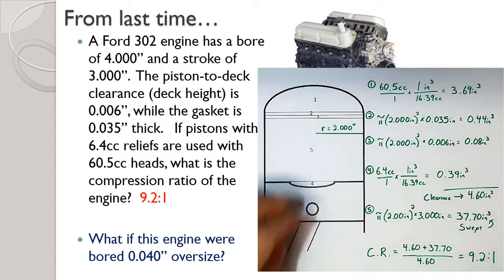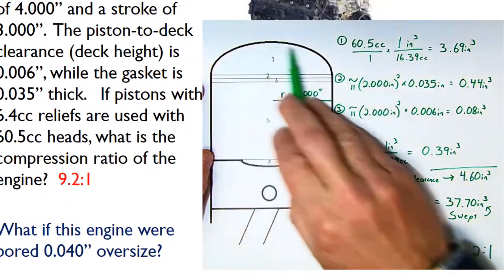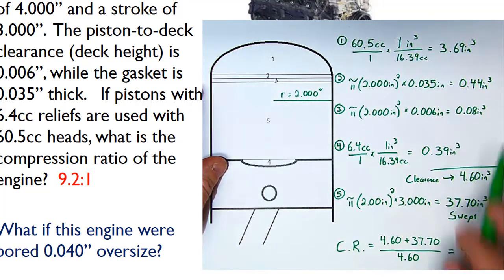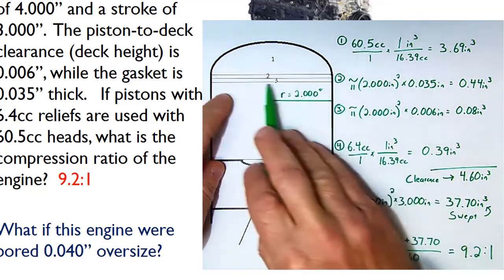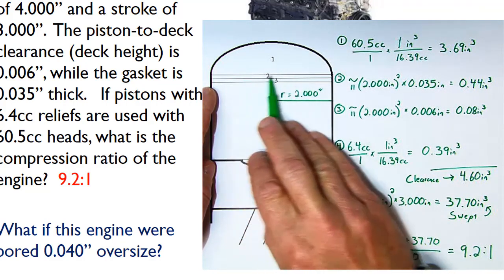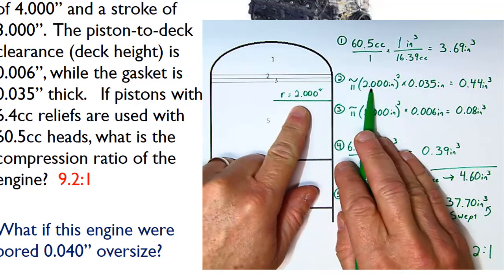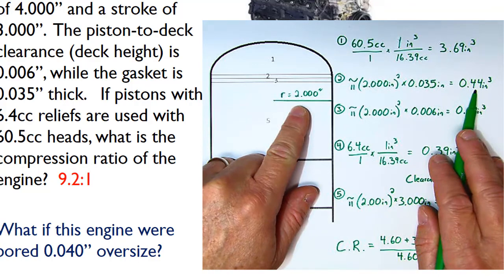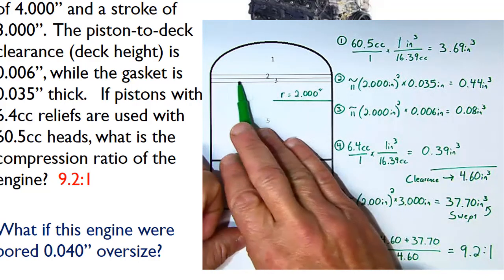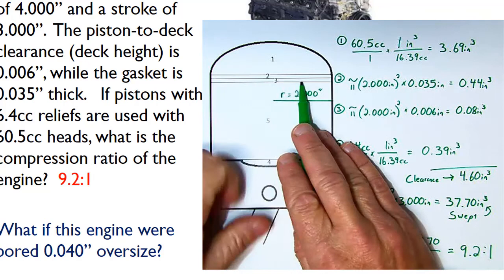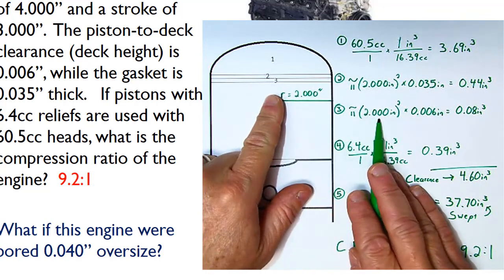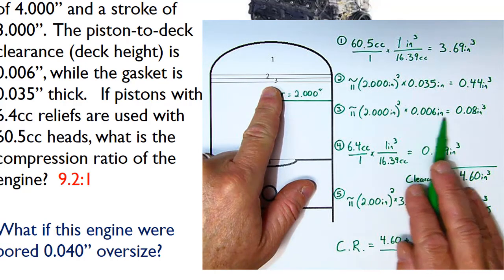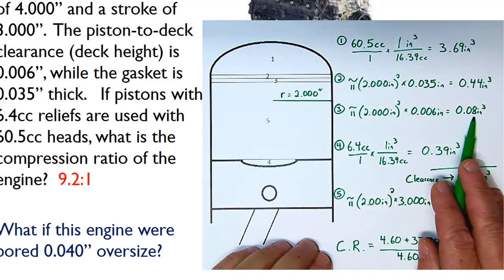A little refresher on that. We took volume 1, our combustion chamber up at the top of the cylinder. We converted it to cubic inches because all those units have to match. Step 2, our gasket volume, right below that. We took pi times the radius of the bore squared times the thickness of the gasket, and we got 0.44. Step 3, right below the gasket, is the piston to deck clearance. That was pi times the radius of our bore squared times the piston to deck height, which is 6 thousandths, and that gave us 0.08 cubic inches.